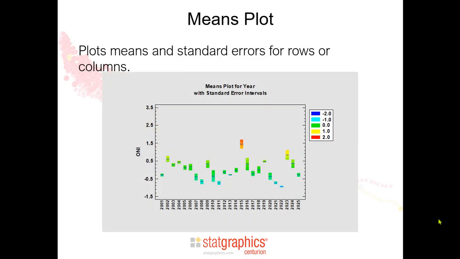One other plot offered by the time series heat map procedure is a means plot. It plots the means and standard errors for either rows or columns. In this example, you see an analysis of each row, each year. There's a short horizontal line plotted at the mean of each year. The bars extend above and below the mean by 1 standard error. Notice that in 2015, there was a very significant El Nino.